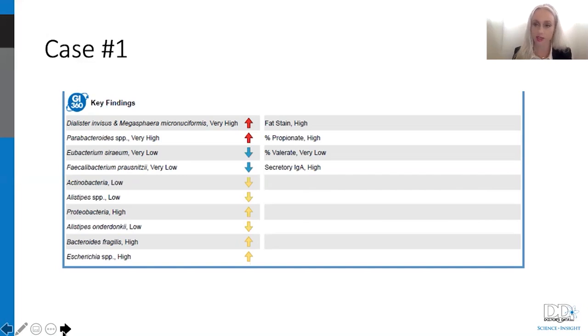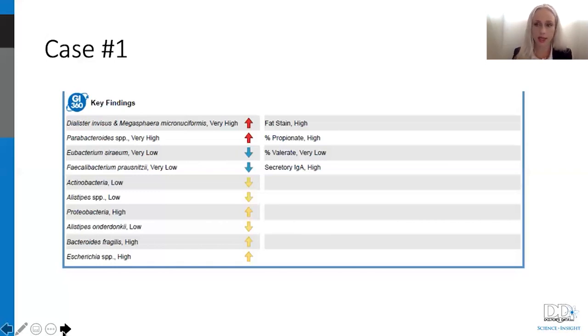Proteobacteria increased and Escherichia species increased are associated with the standard American diet. So this might be a patient to really highly recommend a dietary intervention. When the Faecalibacterium prausnitzii are low, as they are in this case, we do recommend inulin, which has been proven to increase that key butyrate producing species.